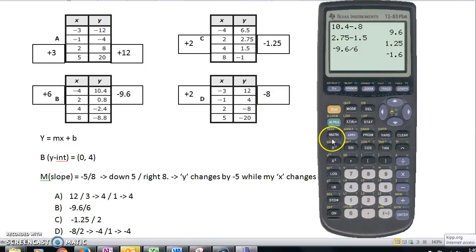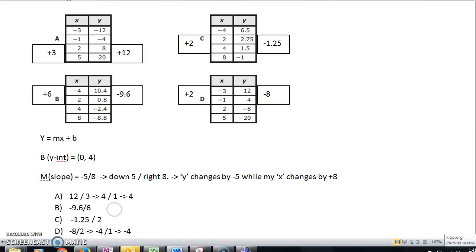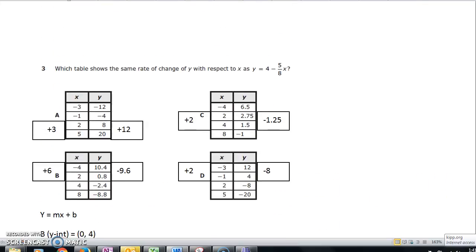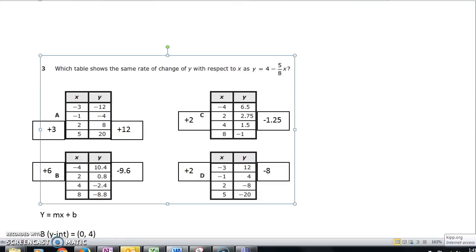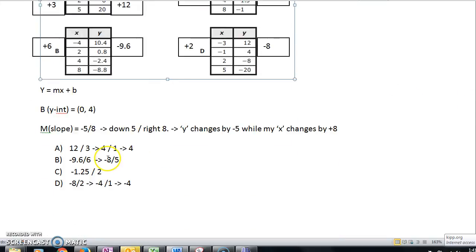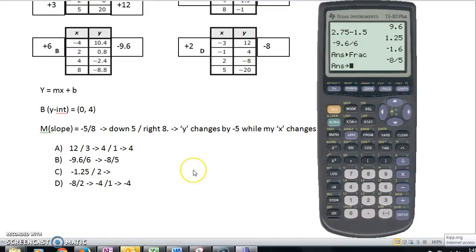And then I'm going to go over here to math. And I want to turn it to a fraction. So enter. And so I'm going to ask my calculator to give me that decimal version as a fraction. I get negative 8 over 5. That sounds close. Unfortunately, the problem said I wanted negative 5 over 8. So this isn't right because I got negative 8 over 5. So now I need to try the other one. Hopefully this one works.